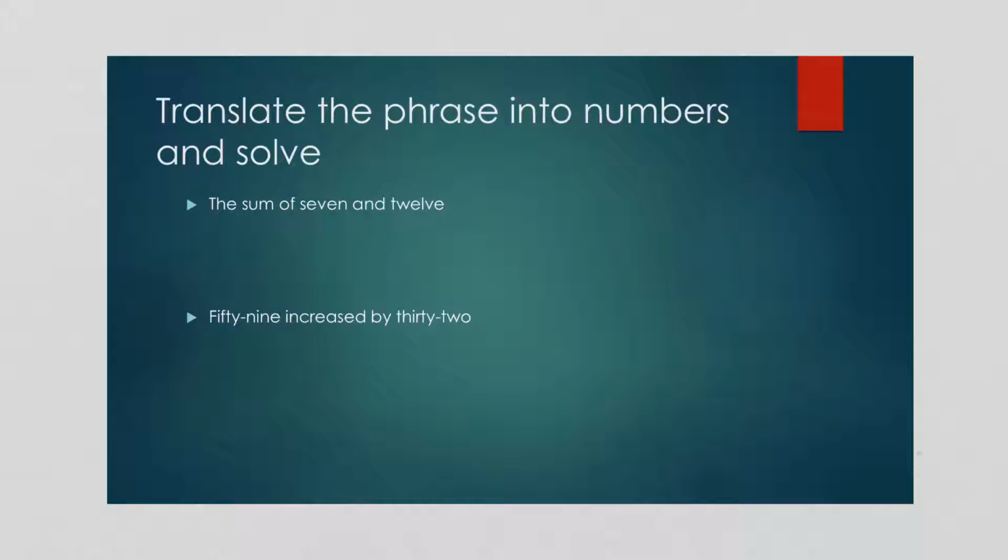Alright, so we're going to translate this phrase into numbers, and we're going to solve it. The sum of 7 and 12. Sum means add. And what is 7 plus 12? It is 19. 59 increased by 32. That's another way to say addition. And then we're going to add.